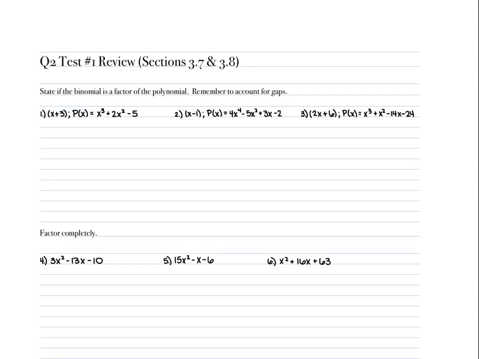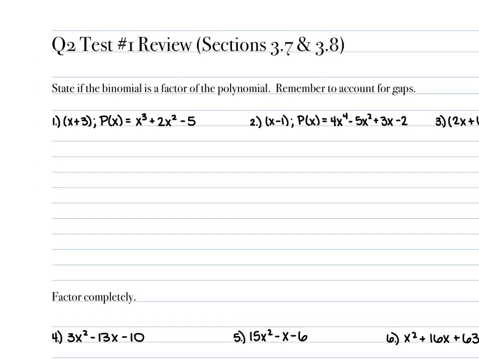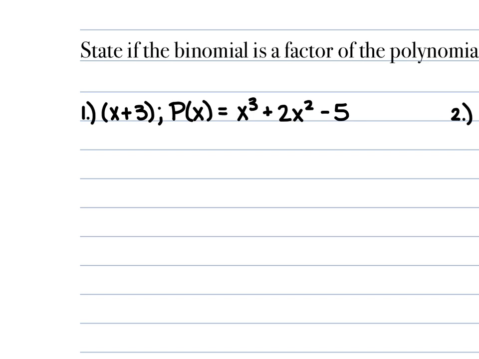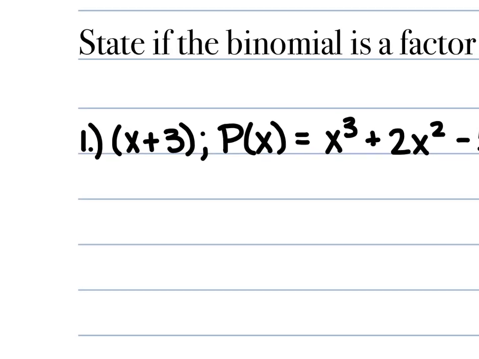Quarter 2, Test 1 review. We're working on sections 3.7 and 3.8. So we look at example 1. We're told to state if the binomial is a factor of the polynomial. So we want to first solve for x.